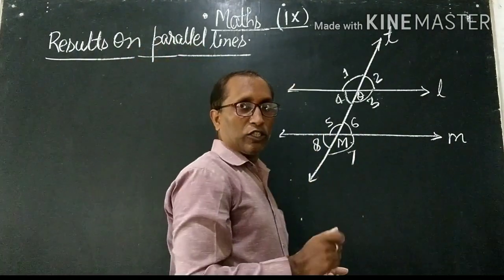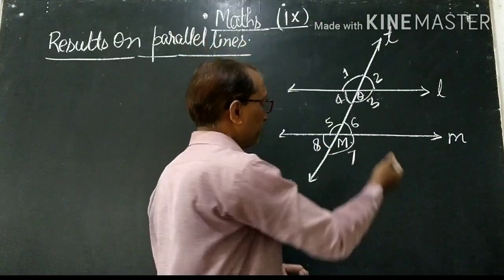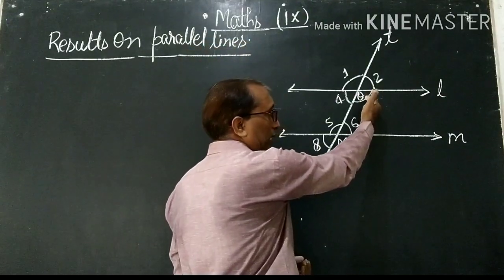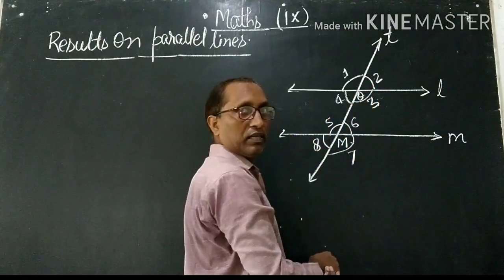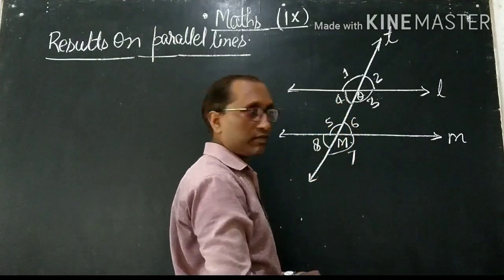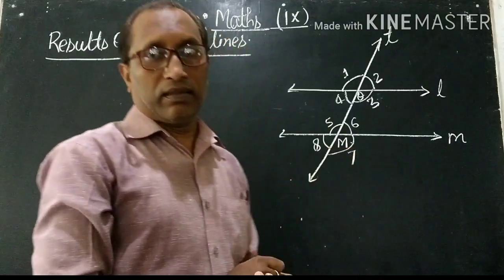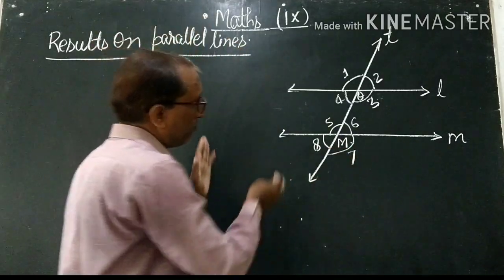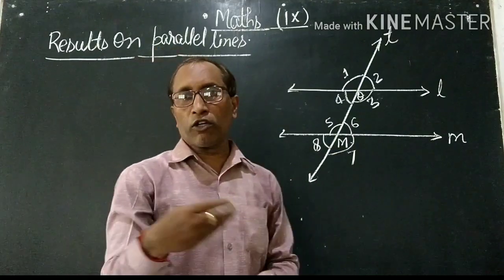Like this, you also have alternate interior angles. The alternate interior angle of angle 3 is angle 5, and of angle 4 is angle 6. These are the angles which are made in this figure. There are also relations.